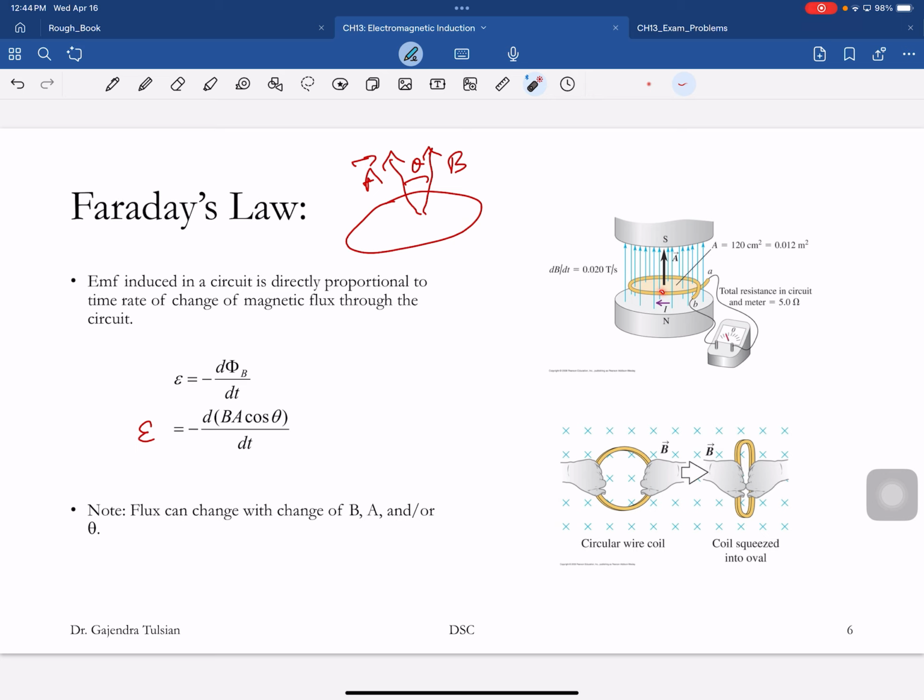Okay, so here are the various situations. You're just changing the strength of B, so you're changing B with respect to time, and you're inducing an EMF. In this case, you're changing the area, and you're inducing an EMF. Now, the easiest thing to do in practice, rather than changing B or A, is changing the angle.